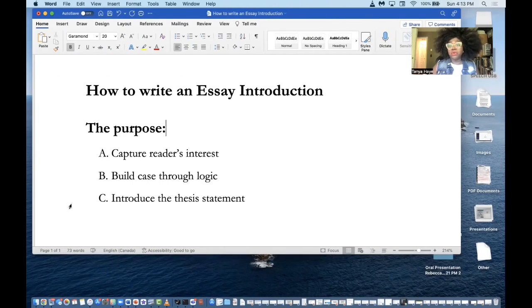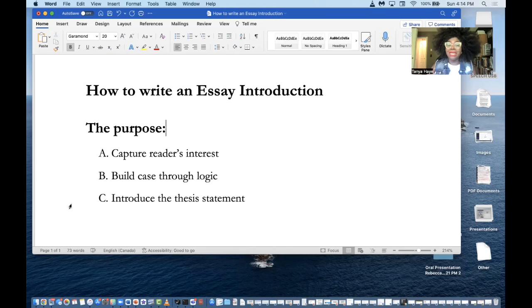Now, before I show you some examples, I want you to first be very clear about the purpose of your introduction. Now, the purpose of your introduction is one, to capture the reader's interest. And the reader, moi, the reader is an academic audience, right? It's not for your friend, it's not for your mom, it's not for your boo, it's for an academic audience. Hence, you have to have language that is not too casual. Just keep that in mind.